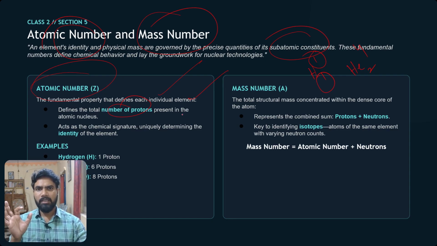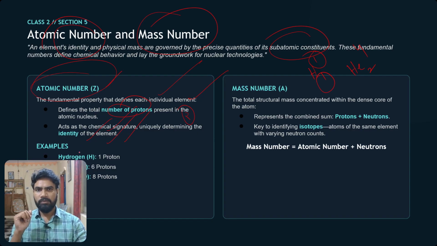So it is nothing but the number of protons that are there in the nucleus of an atom. It acts as the chemical signature of the atom. It uniquely determines the identity of the element. Atomic number uniquely determines the identity of the element.